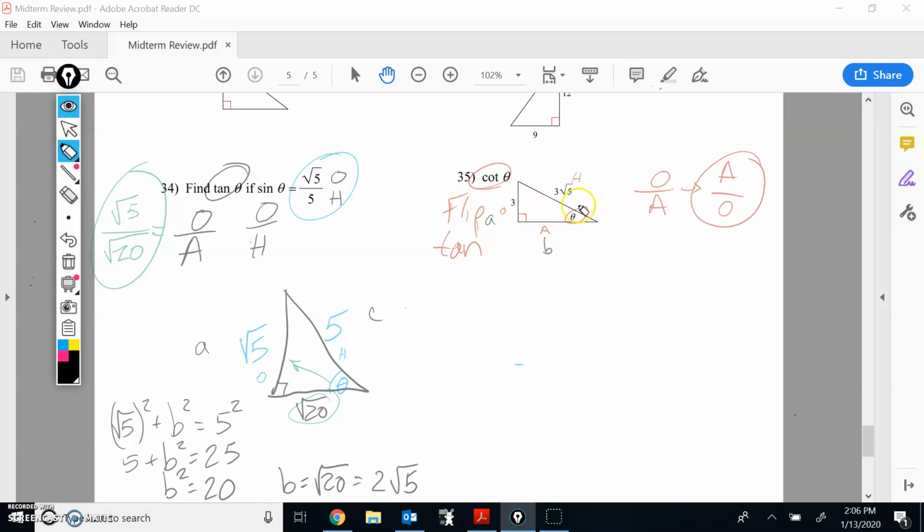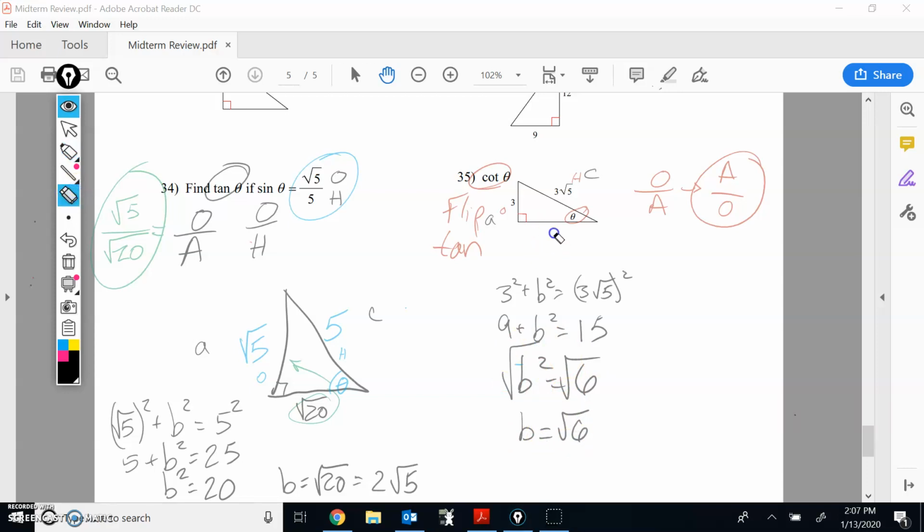So let's say this is A, B, and C. C is always the hypotenuse. So A squared plus missing B squared is going to equal the hypotenuse squared. So we have 9 plus B squared is going to equal, if you type in your calculator, 3 square root of 5 squared. You will get 45. Subtracting over the 9, you get 36. You square root both sides. B is going to equal the square root of 6. So I can erase this right here and put in the square root of 6.